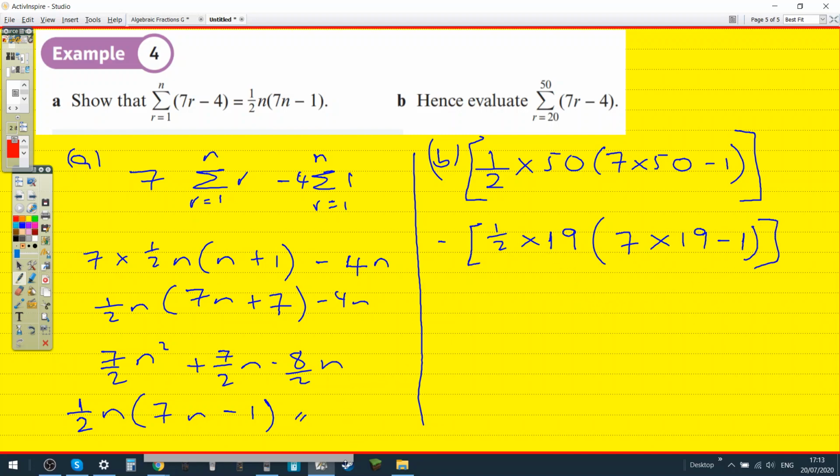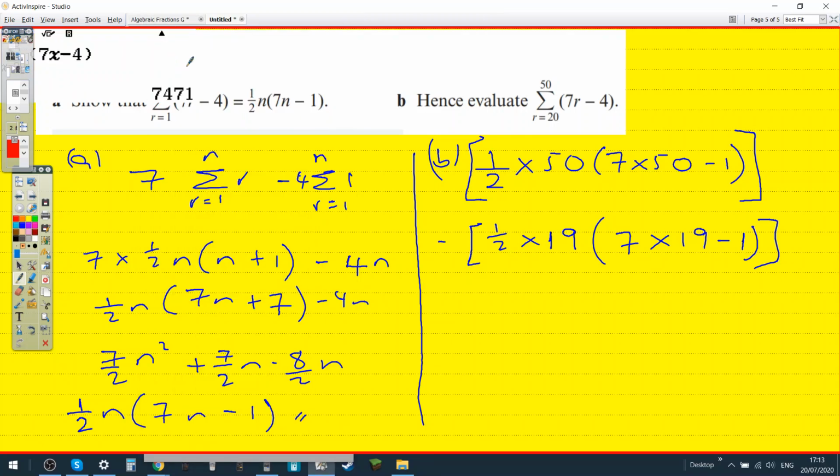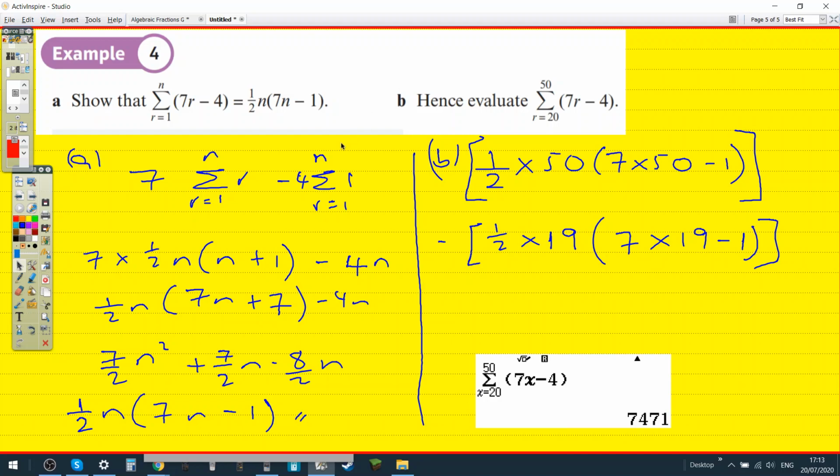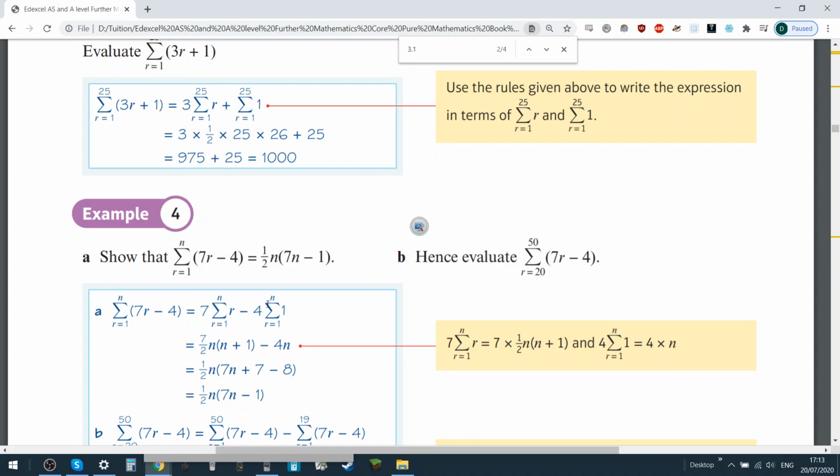Do you want to try working that out? I shall cheat. I think it's 7471. 7,471. Yep, that's what I got. Yeah, 7471. Looks gorgeous to me. Boom.